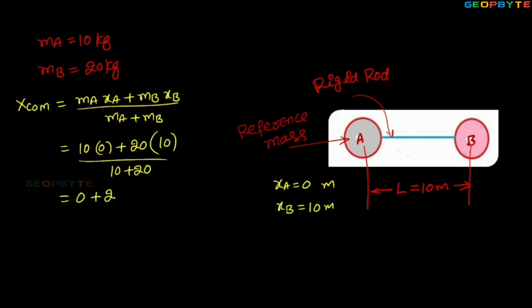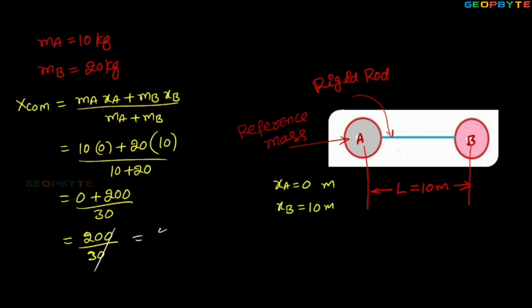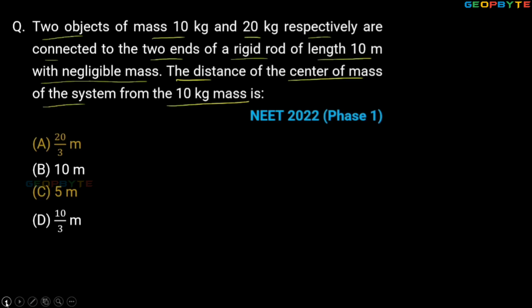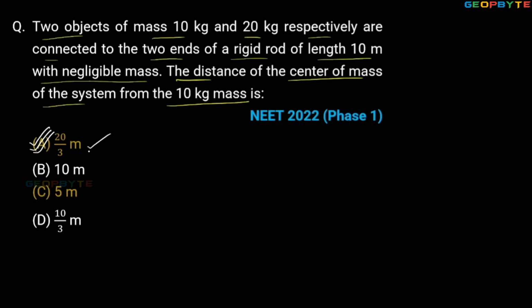0 plus 200 divided by 30. It is 200 divided by 30. The 0 part is cancelled. Finally, it is 20 by 3. That is the center of mass with respect to the 10 kg mass. Look at the options. Option A itself is absolutely correct. Dear friends, remember the center of mass unit is, since it is a distance, meter. Right? 20 by 3 meters. Understood clearly?